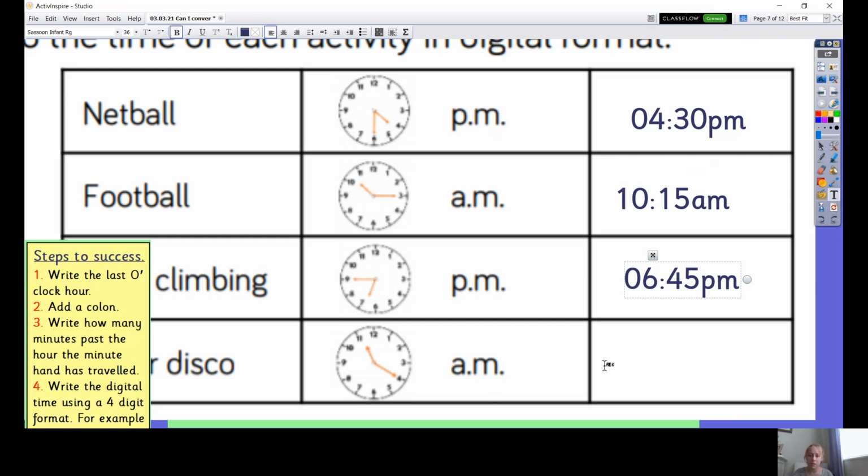And the last one down here, it's gone past the 11, just about. I know it's in the middle of the screen. Hang on, let's just put it over here. 11, colon, and then we can count round 5, 10, 15, 20. And we're going to put AM on the end. Okay, so we should have 11:20 for that one.